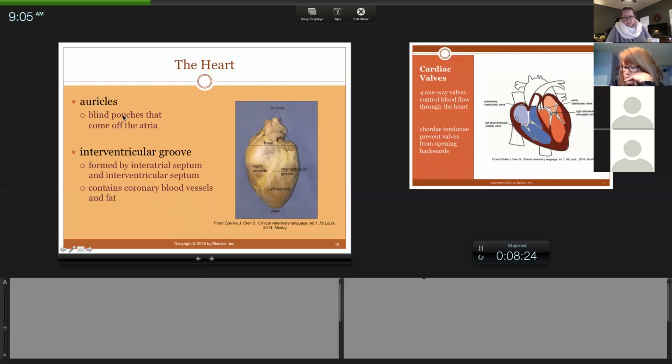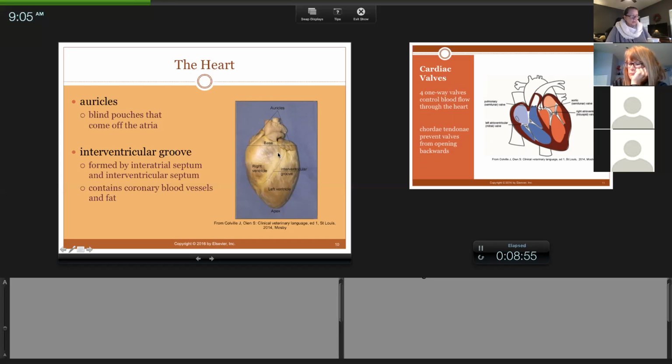Auricles, not as important that you need to know. They're kind of these blind pouches that help with insulation and help with electrical conductivity that we're going to talk about. But right here, you've got the interventricular groove. If you go right there, that is where it separates the atria and the ventricles. That's where it's going to subdivide off into splitting those chambers.